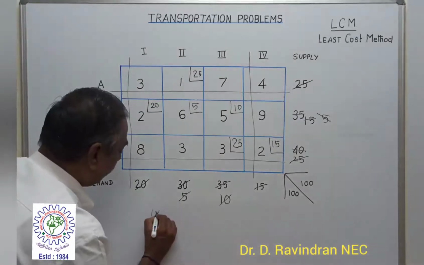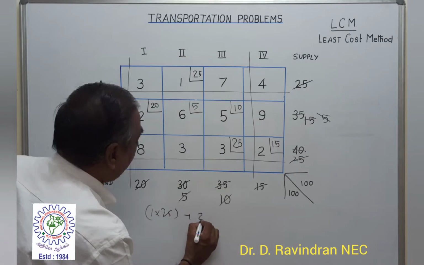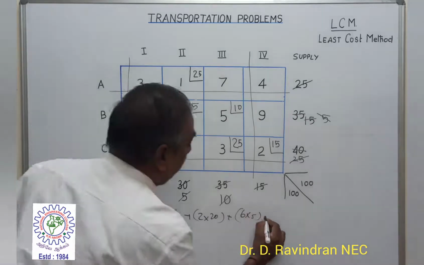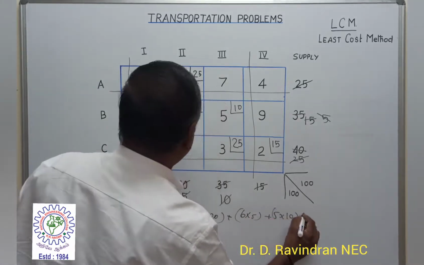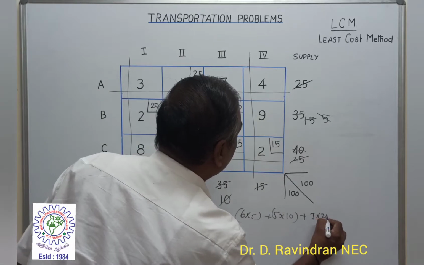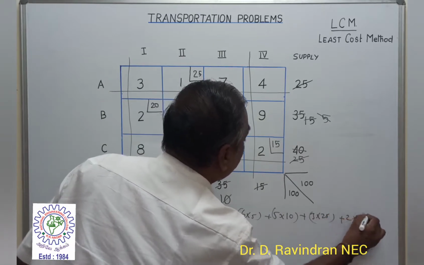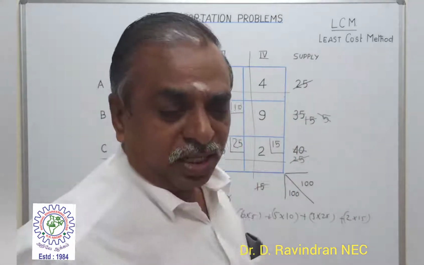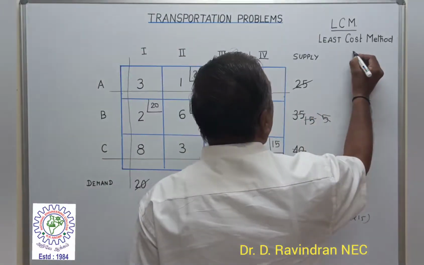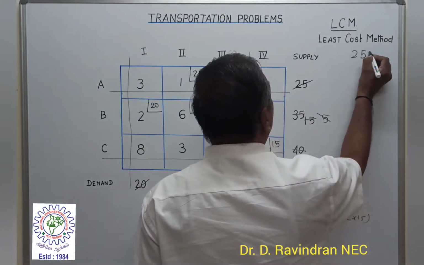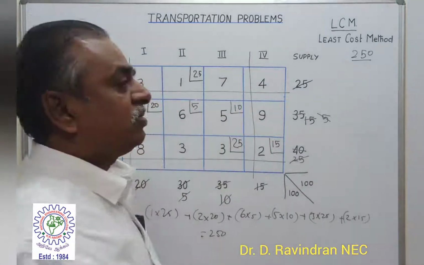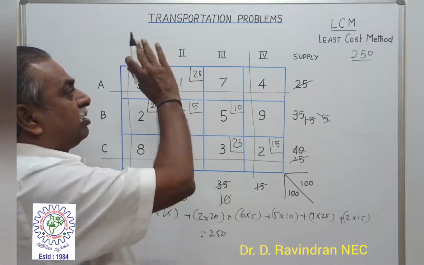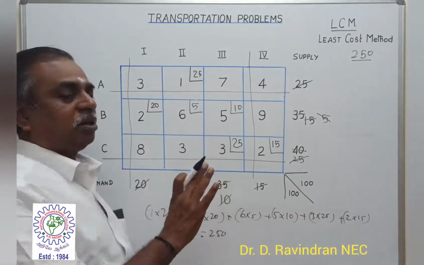That means 1 into 25, plus 2 into 20, plus 6 into 5, plus 5 into 10, plus 3 into 25, plus 2 into 15, that comes to 250. Whereas in the northwest corner method, we got a cost of 380, while this method gives a cost of 250, which is less in comparison with the northwest corner rule. In the northwest corner rule, we have not considered any cost, so compared to it, this method gives somewhat better results.